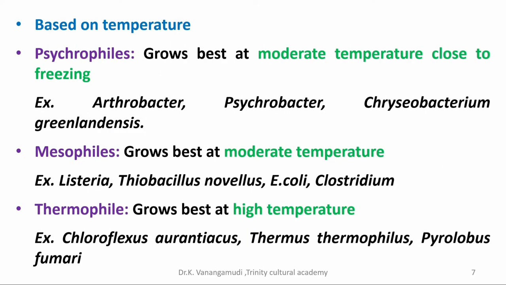The next group of bacteria is based on temperature. The first one is psychrophiles. It grows best at low temperature, close to freezing. The best examples are Arthrobacter, Psychrobacter, Cresiobacterium. The next one is mesophiles. It grows better in moderate temperature, and best examples are Listeria, Thiobacillus, Novellus, E. coli, Clostridium. The third one is thermophiles, and it grows best at high temperature. The examples are Chloroflexus, Thermus, Thermophilus, Pyrolobus, Fumarii.